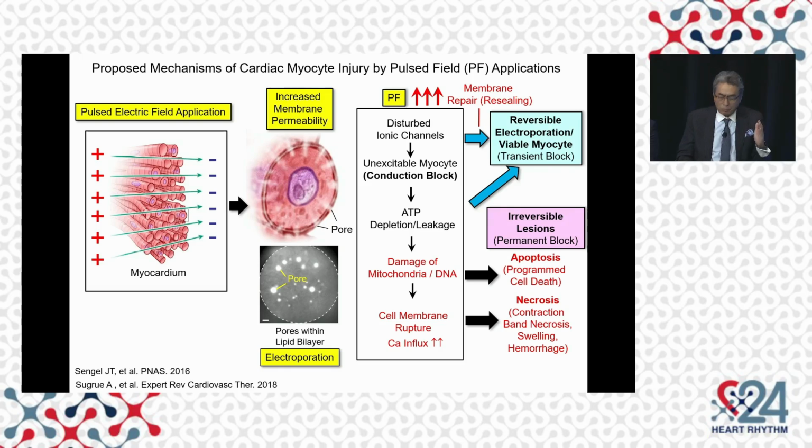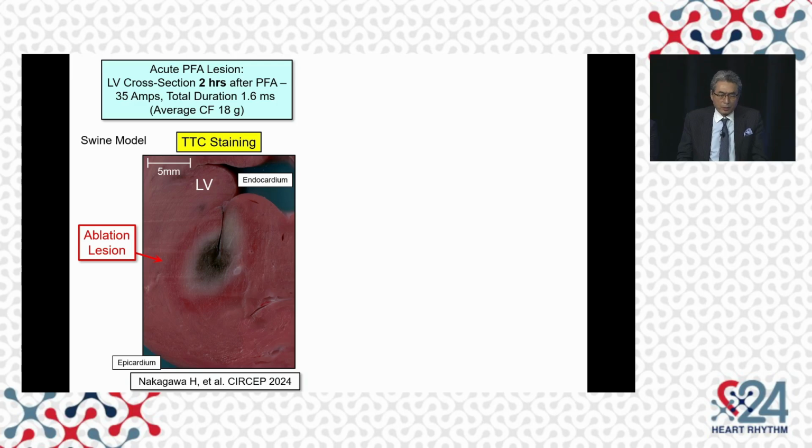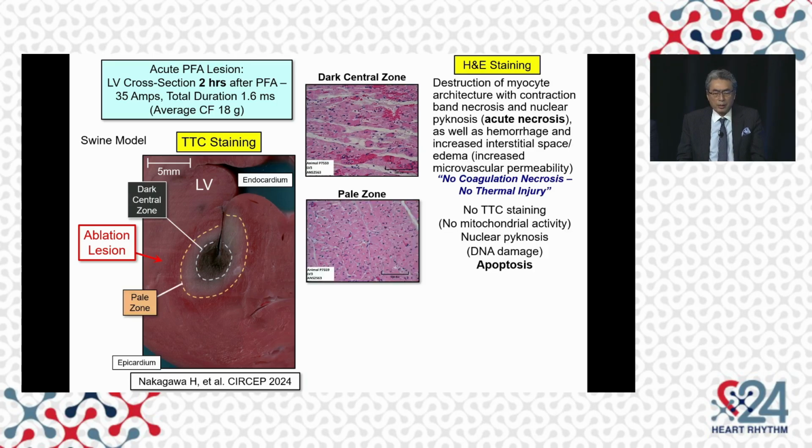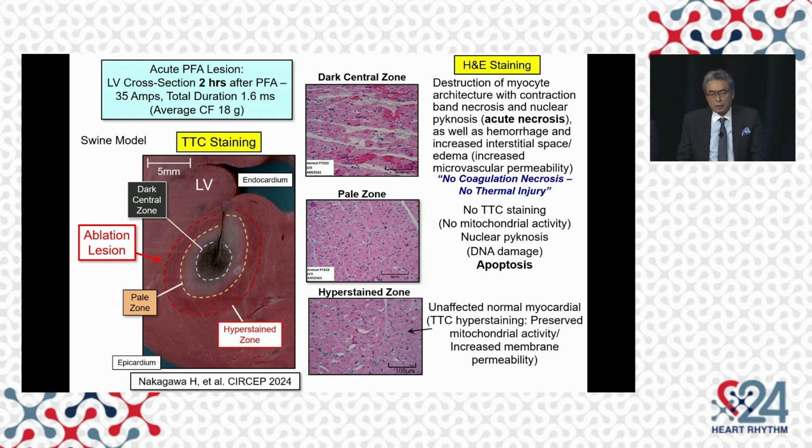PFA is completely different. This is the data we published, working with CardioFocus, the Galvanize people. This is 2 hours after the PFA application using their Centauri system, with a contact force sensor catheter and a 35 amp application, average contact of 18. This is a cross-section of the left ventricle. There are 3 layers. We call it the dark central zone, historically showing contraction band necrosis, hemorrhage, and edema. But there's no coagulation necrosis, indicating no or minimal thermal injury.